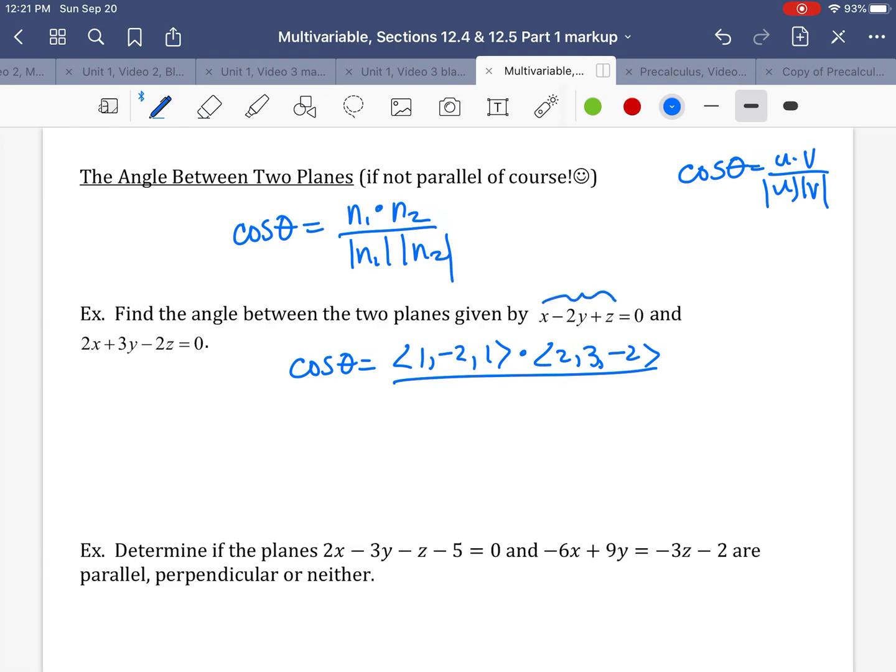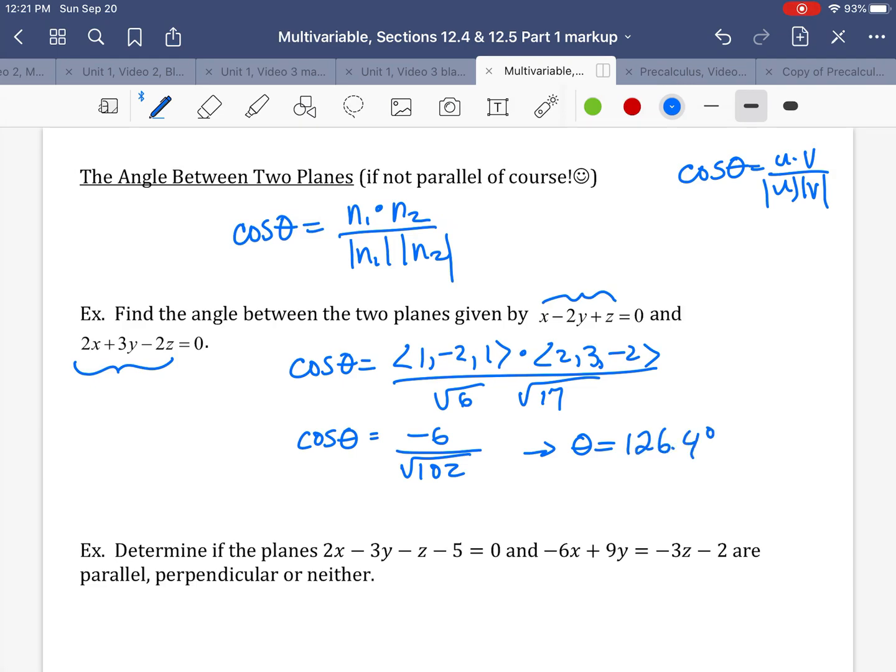This one, its magnitude would be 1 plus 4 plus 1, so radical 6. And this one here, magnitude would be 4 plus 9 plus 4, so 8 plus 9 is 17. I do that dot product up top, and you get negative 6, and then the bottom multiplies the radical 102. So grab your calculator, you get your angle is 126.4.